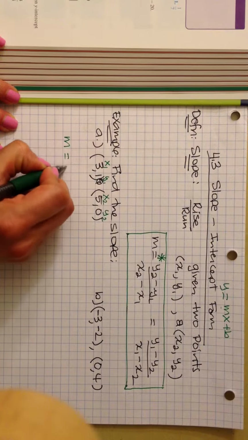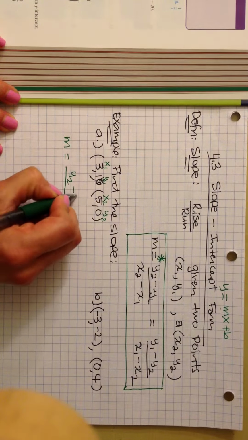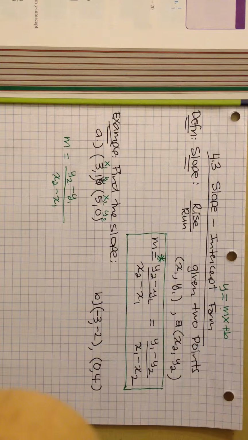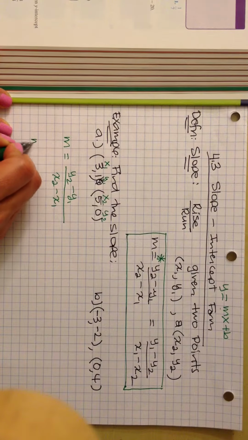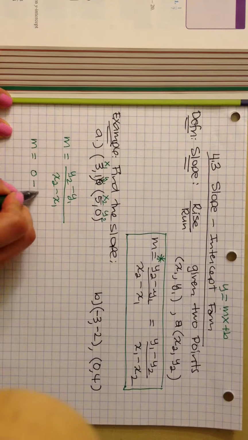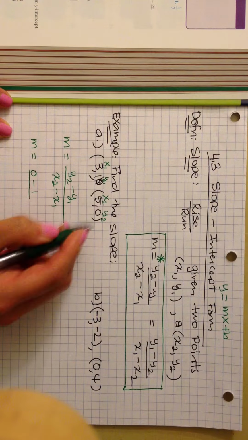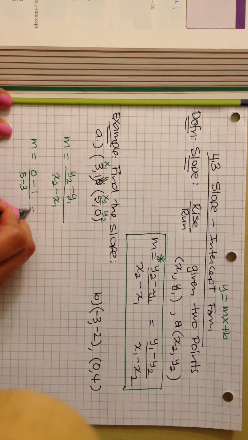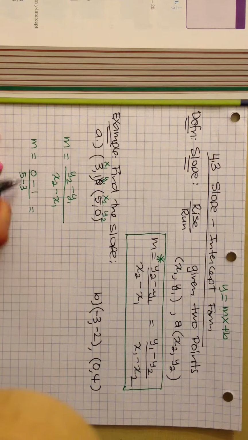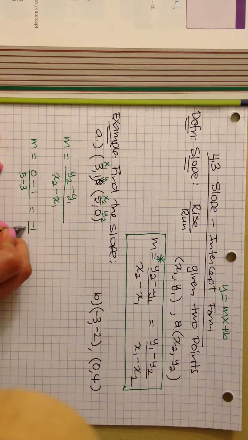So we have m equals, I'm going to use y2 minus y1 over x2 minus x1. Where do you have to be careful? You have to be careful with your signs, because the signs will make a big difference if you have positive slope or negative slope. In this case, y2, so that's 0, minus 1 in the numerator, and then 5 minus 3. You always want to make sure that your slope is simplified and reduced. We have negative 1 over 2.